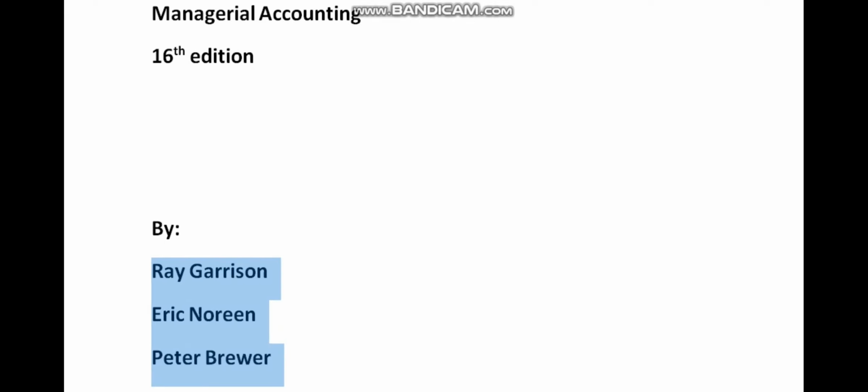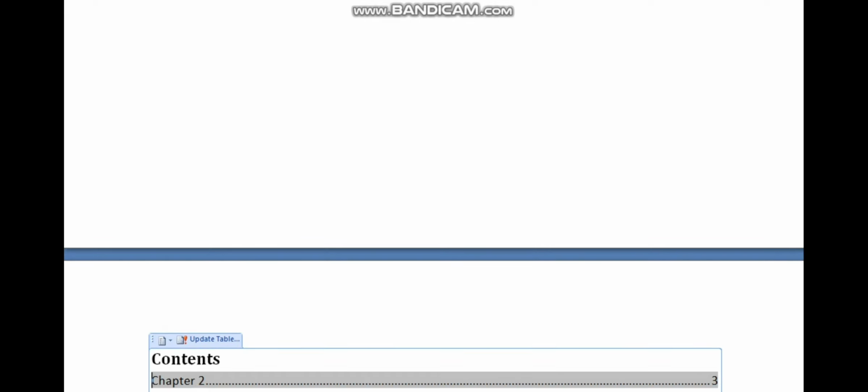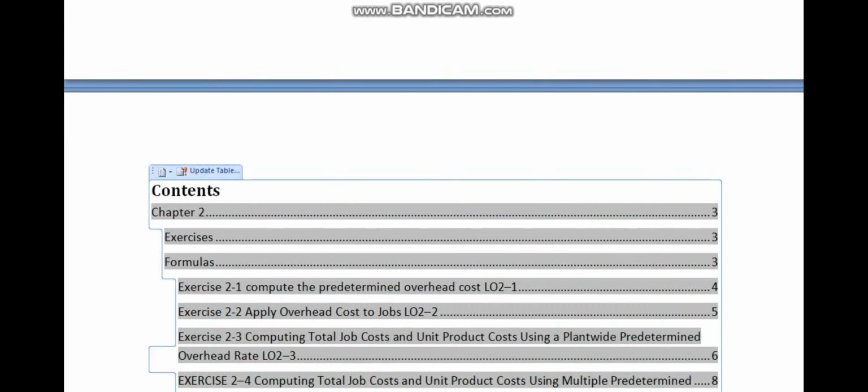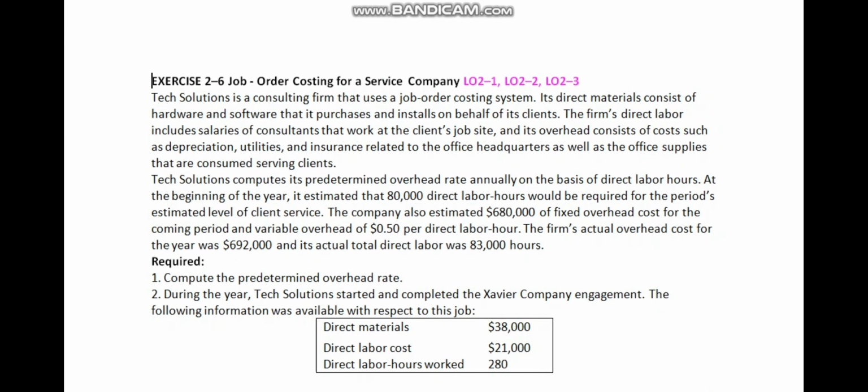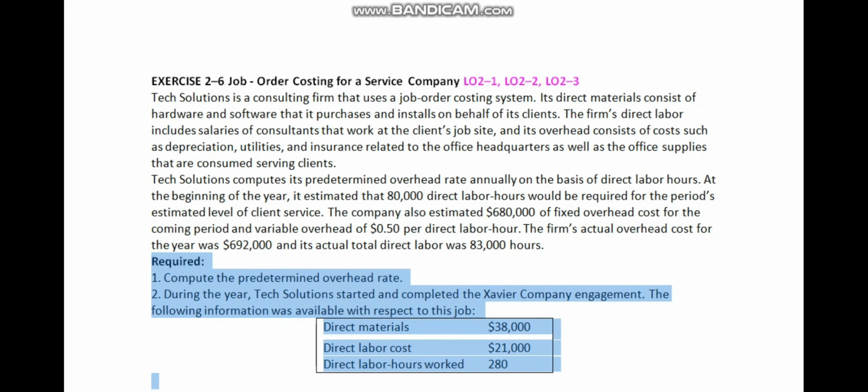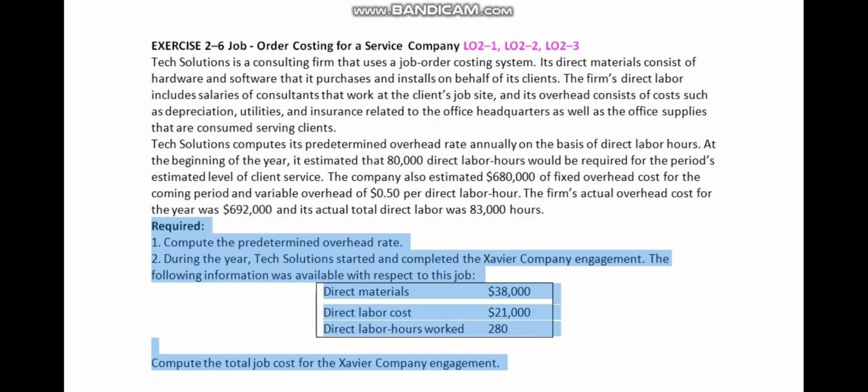My name is Hafsa. Today I'm going to solve a job order costing problem from the book Managerial Accounting, 16th edition by Ray Garrison, Eric Noreen and Peter Brewer. I'm going to solve chapter 2, exercise 2-6. Now this question has two requirements. The first requirement is to compute the predetermined overhead rate, and the second requirement is to compute the total job cost for the Xavier company.